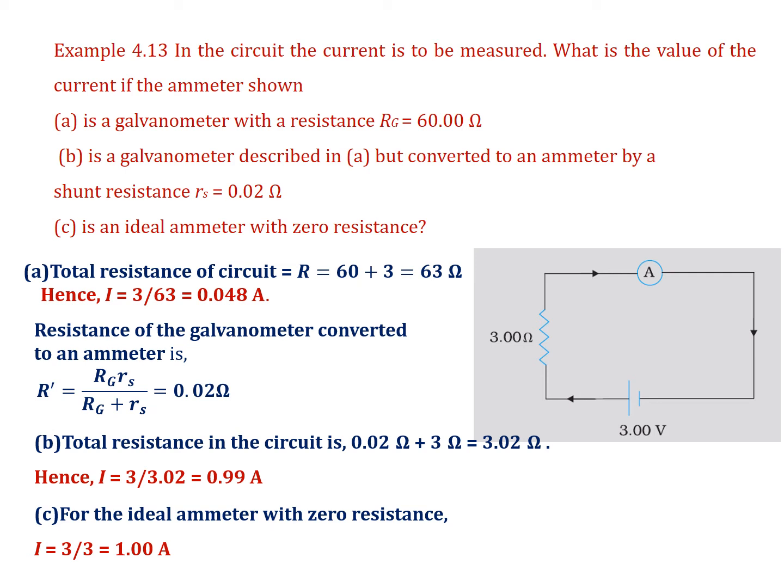So ideal ammeter always has zero resistance. And to convert a galvanometer into an ammeter, we need to decrease its resistance by connecting a shunt resistance in parallel with it. A small resistance is connected in parallel with the galvanometer.